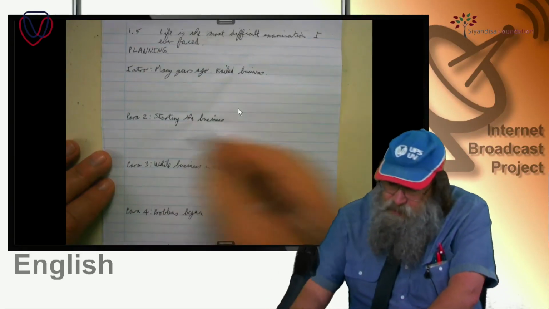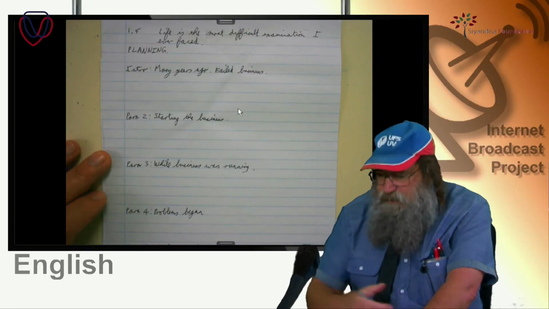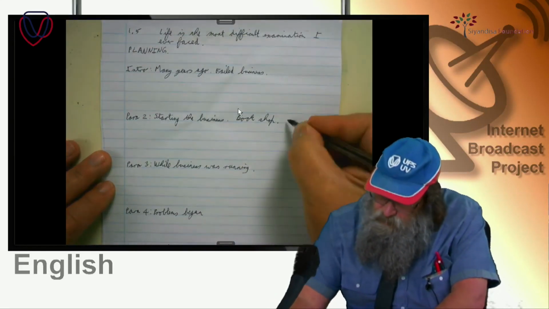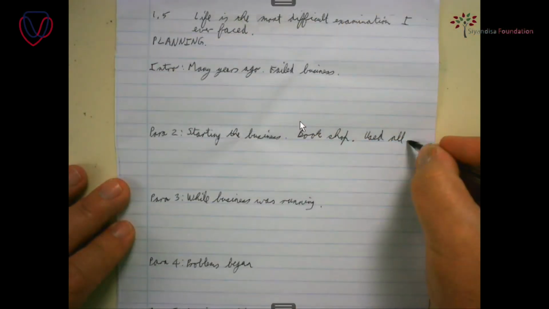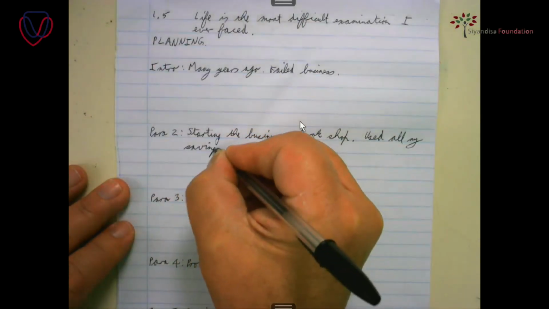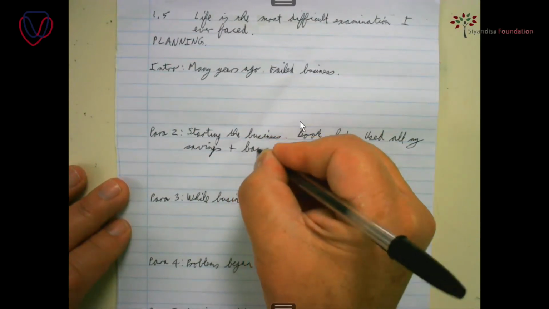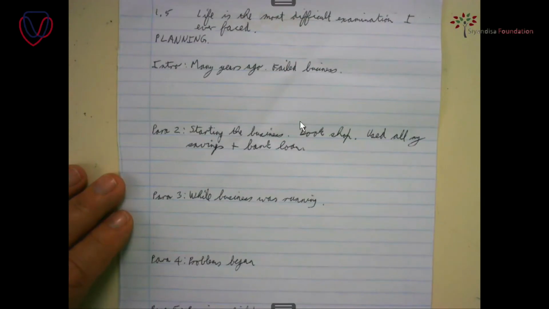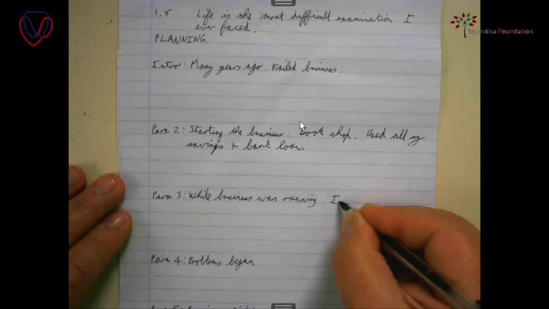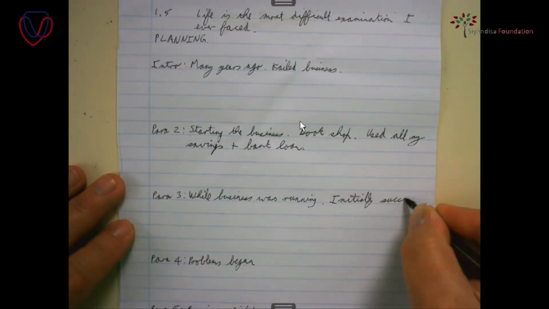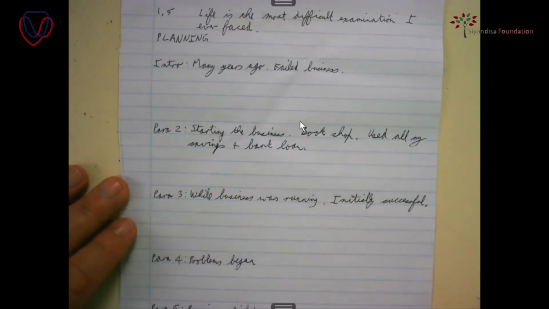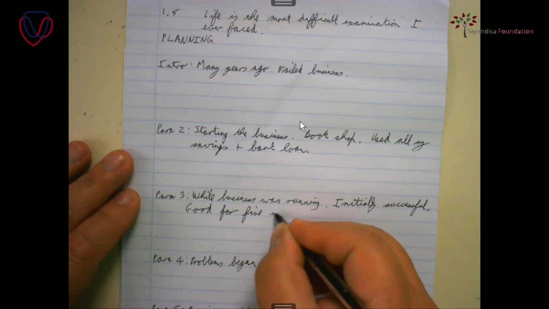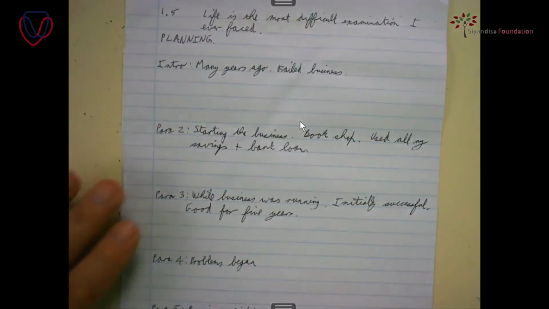Okay? Then, starting the business. Now, what type of business? Let's say bookshop. Bookshop. Okay. Used all my savings. Okay. Plus bank loan. Now you notice, not grammatically accurate or anything like that. Good. While business was running, initially successful. Good for, let's say, 5 years. All right. Problems began.